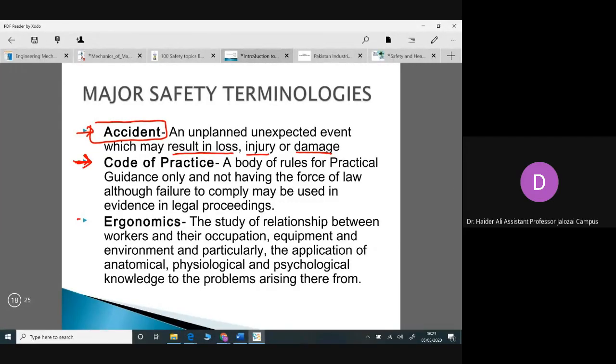Now, ergonomics. What do you mean by ergonomics? The study of relationship between workers and their occupation, equipment, environment, and particularly the application of anatomical, physiological, and psychological knowledge to the problems arising therefrom. So, if you are sitting in a chair for too long, that's not good for you. So you need a chair that's comfortable enough, that gives you proper lumbar back support, that gives you proper armrest. If you're sitting in front of a computer, you don't want to be putting your laptop on your laps all day long. You want to be putting it on a desktop, and you want to make sure that your hands are placed correctly. That's ergonomics.